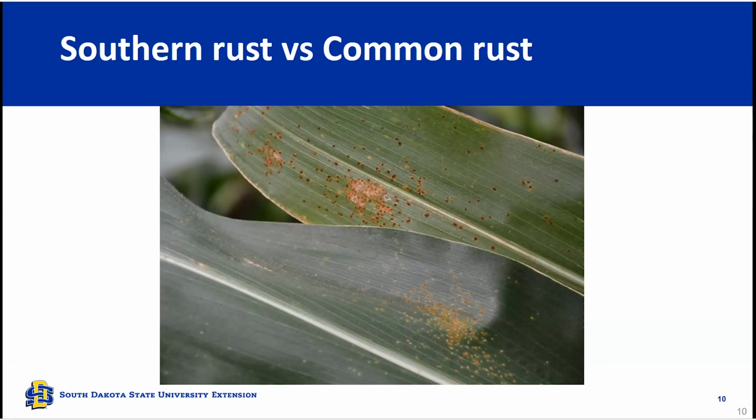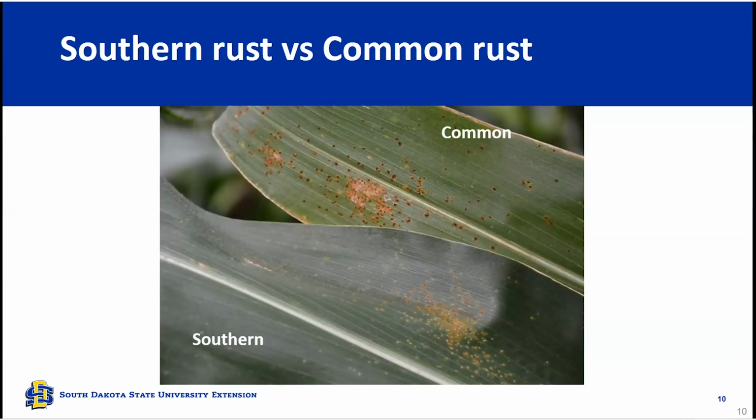In the room here and online, are you able to see the difference between common rust and southern rust? Do you know which one's which? Well, we're going to go into some tips and tricks as to how to identify them. But common rust is on the top here. We'll see with that darker color, they're a little bit more scattered throughout the leaf, and they're typically on the upper and lower side of the leaf. Southern rust is a little bit lighter in color, and they tend to be more densely packed and a little bit smaller in shape on the leaf.